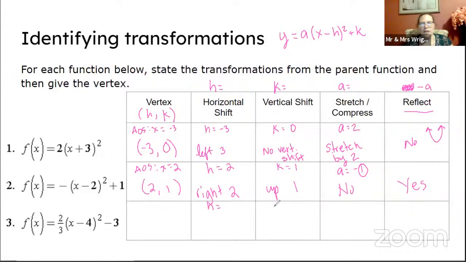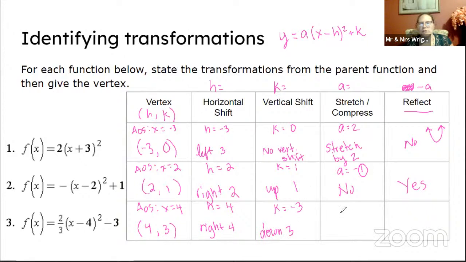All right, so let's move on to this one. Let's look at H and K. H here is going to be +4. K is going to be -3. So in this case, we're going to have (4, -3) as our vertex. And what is our axis of symmetry? X equals 4. All right, so if H is 4, our horizontal shift would be right 4. We're going to move it to the right 4.